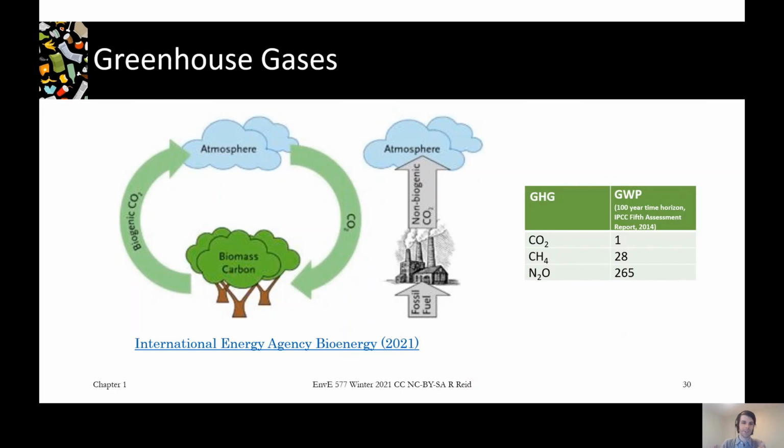And there are strengths and weaknesses to doing the accounting this way. Maybe it's biasing us towards using biofuels that might not be 100% sustainably produced, but that's how greenhouse gas accounting is done these days. And that's a big driver of the way projects are done to reduce greenhouse gases.